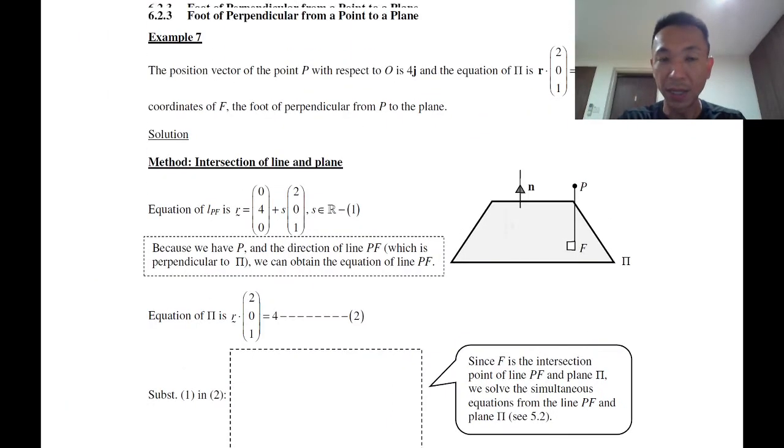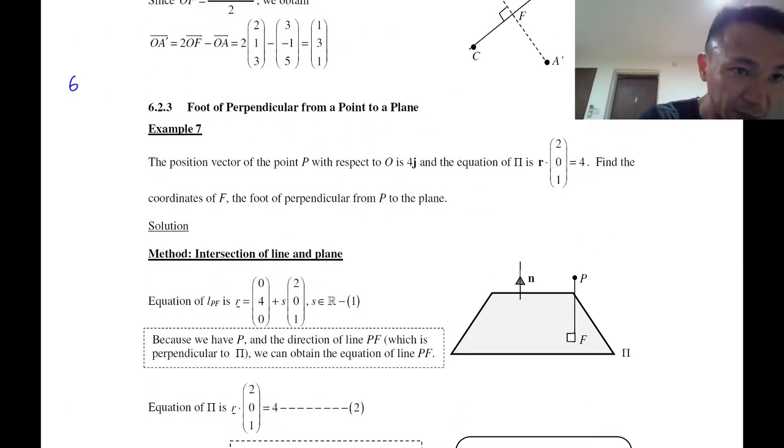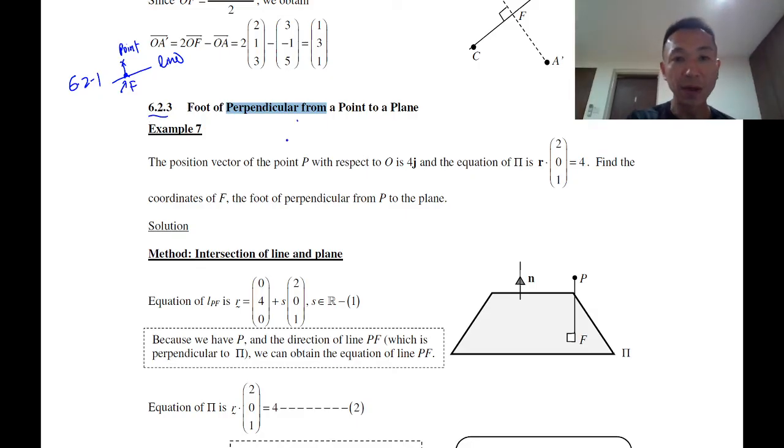Alright, in the earlier section, 6.2.1, we talked about the foot of the perpendicular from a point to a line. Correct? This is the foot of the perpendicular. Now 6.2.3 deals with the foot of a perpendicular from a point to a plane. See, there's a plane and we draw a perpendicular.